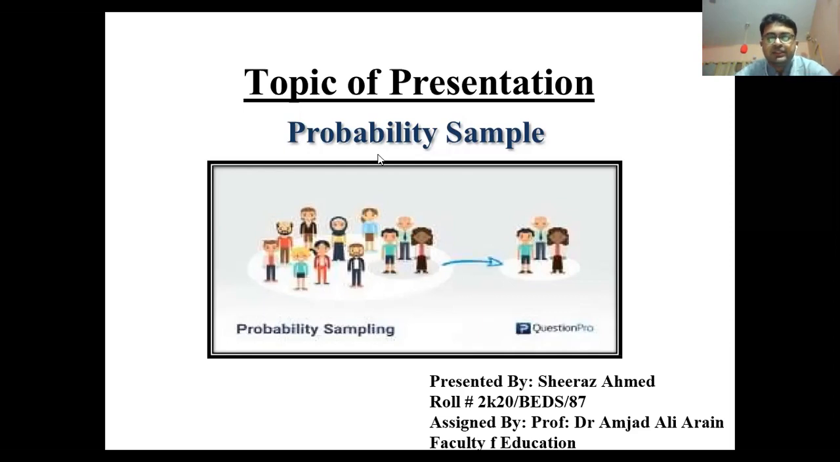So this is all about my topic, and the topic is probability sampling. Now here I will discuss the probability samples which are used in research by the researchers.